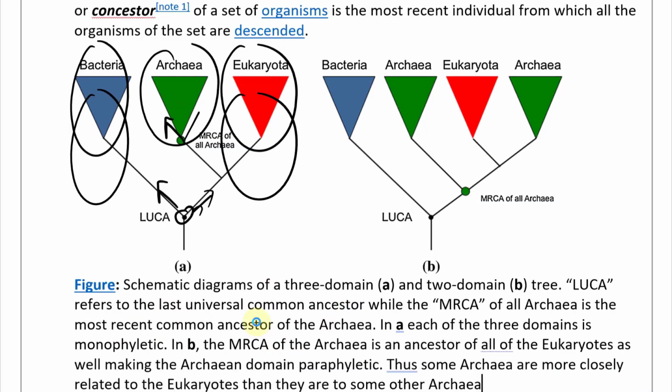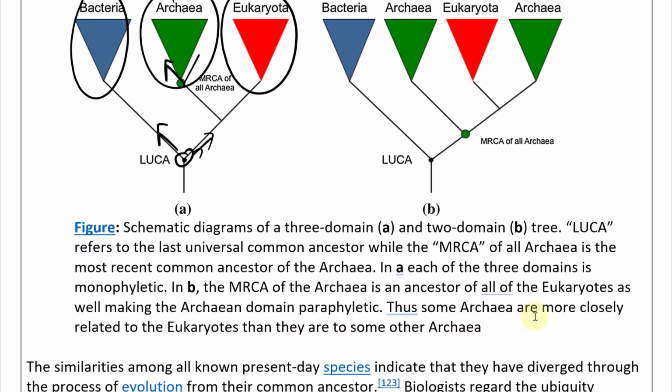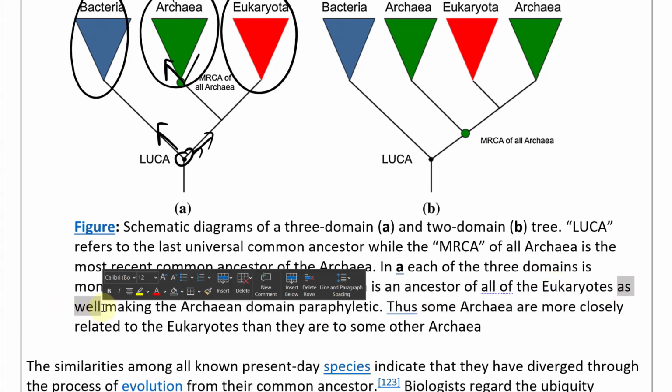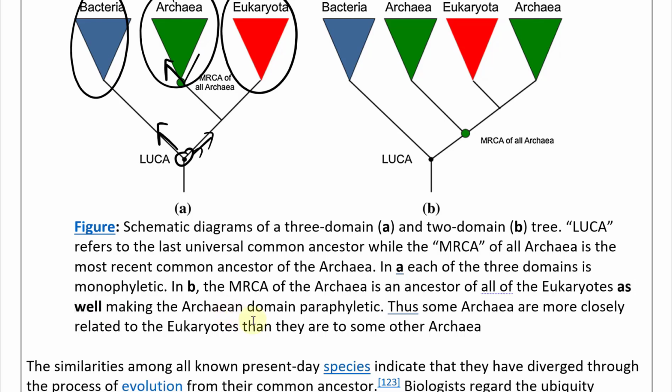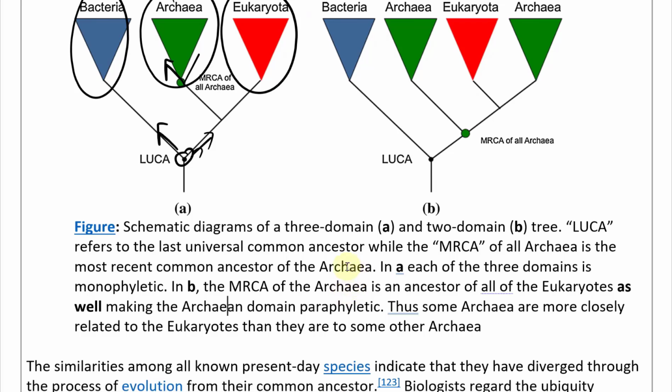And then in B, the issue here is this is 3 domains, 1, 2, 3. This one's 2 domains. In B, the MRCA of the archaea, or the most recent common ancestor of all of the archaea, is an ancestor of all the eukaryotes as well. Yes, making the archaeal domain paraphyletic. Thus, some archaea are more closely related to the eukaryotes than they are to some other archaea.